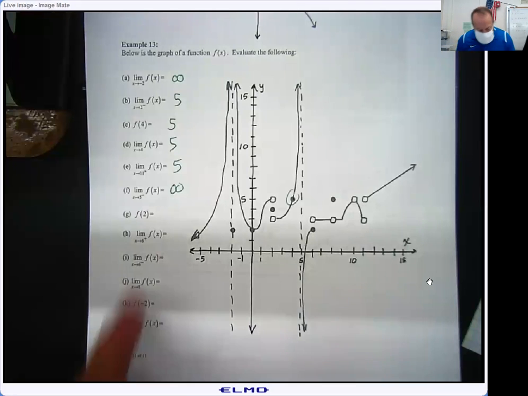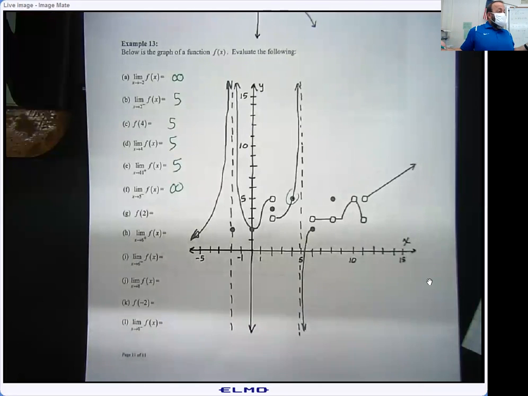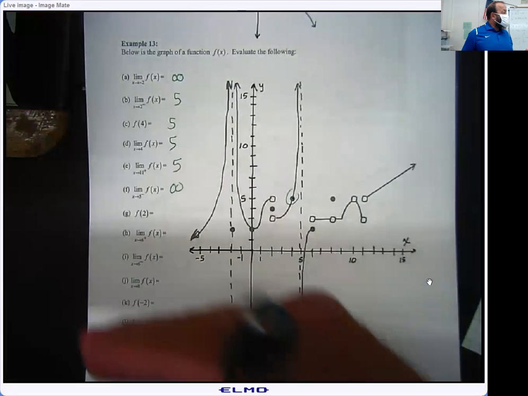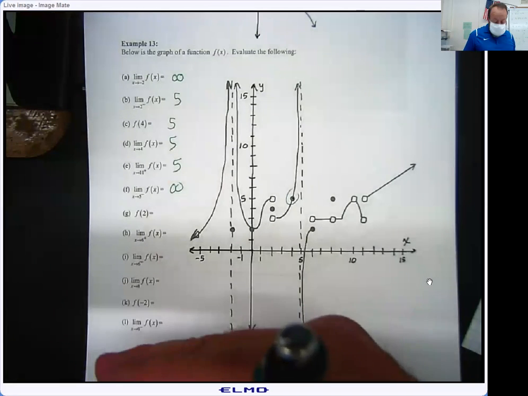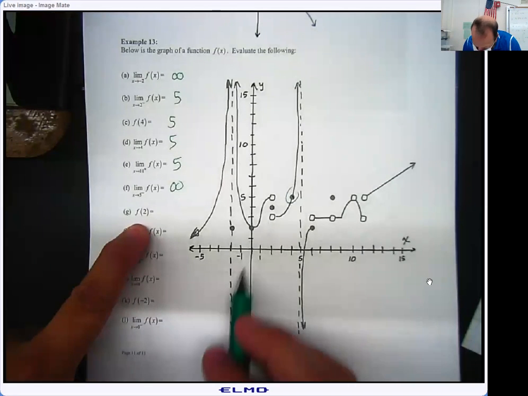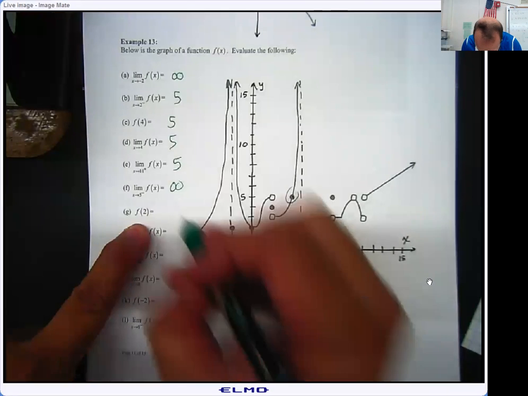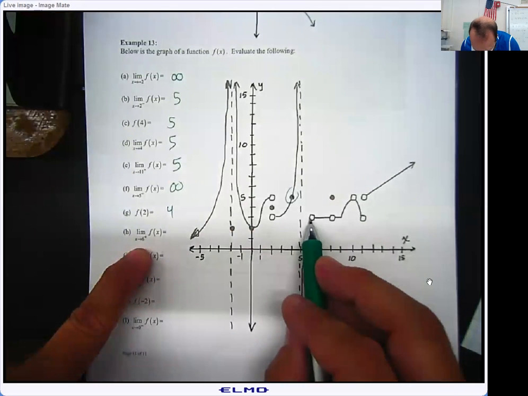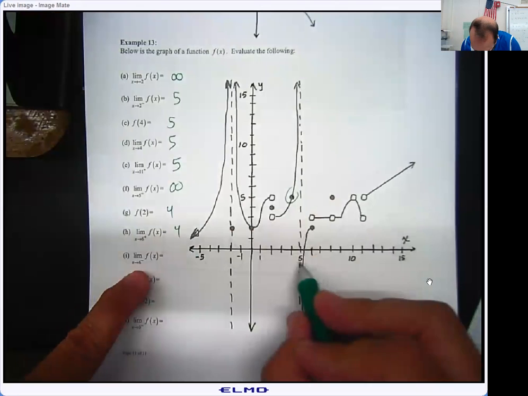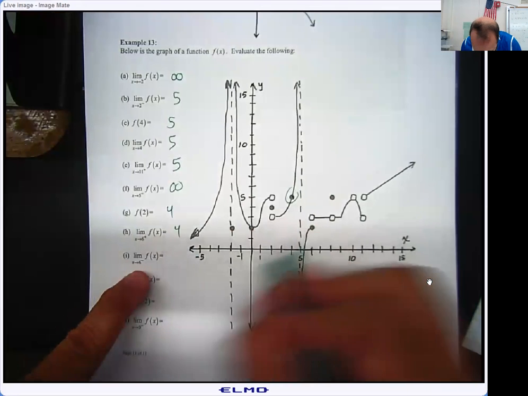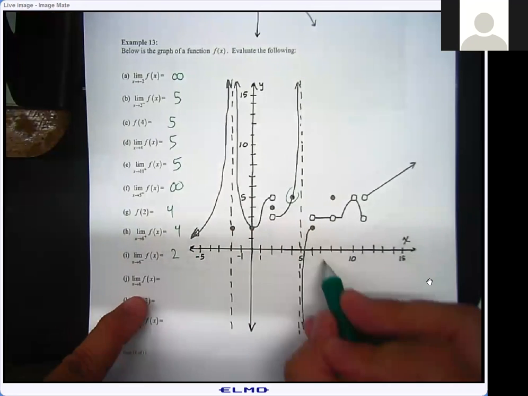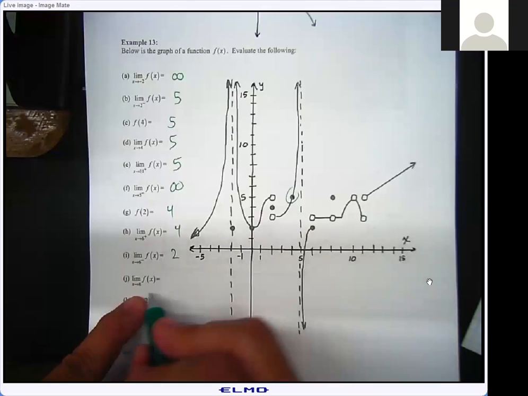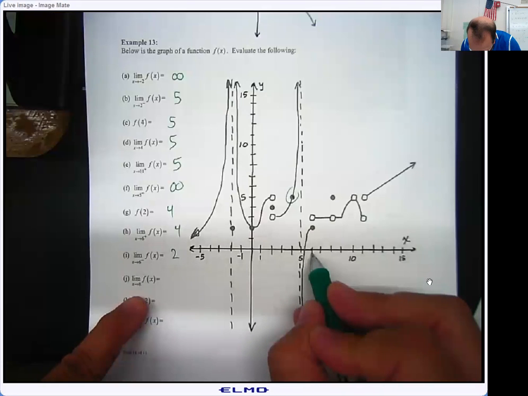All right. Is that pretty easy, everybody, like reading that information right off the graph? Okay, so let's just finish. F of 2 was 4. The limit as x goes to 6 from the right-hand side looks like it was also 4. 6 from the left side looks like it was 2. From the right side, 6 from the right side looks like 3.